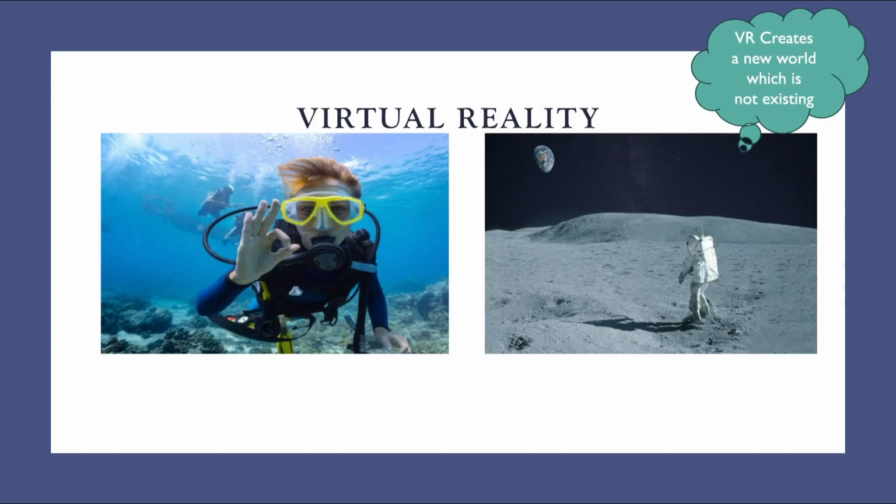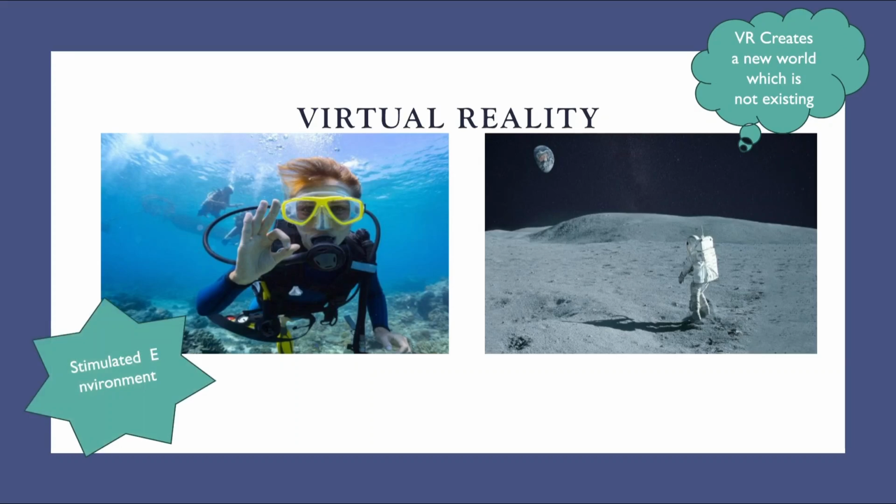So it creates a new world which is not existing. So virtual reality simulates the environment. So you can touch, you can feel, you can move around, and you can experience everything you can see. These are all the simulations that can be added by using virtual reality. So you need to have specific devices which are called VR headsets and controllers to interact with the virtual environment.